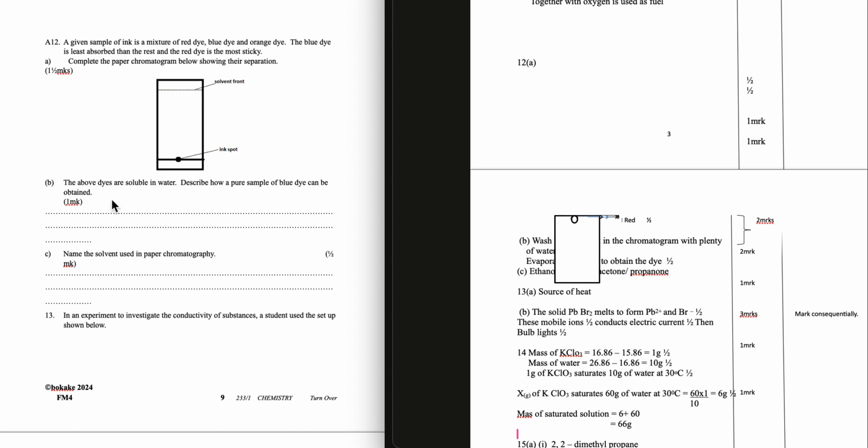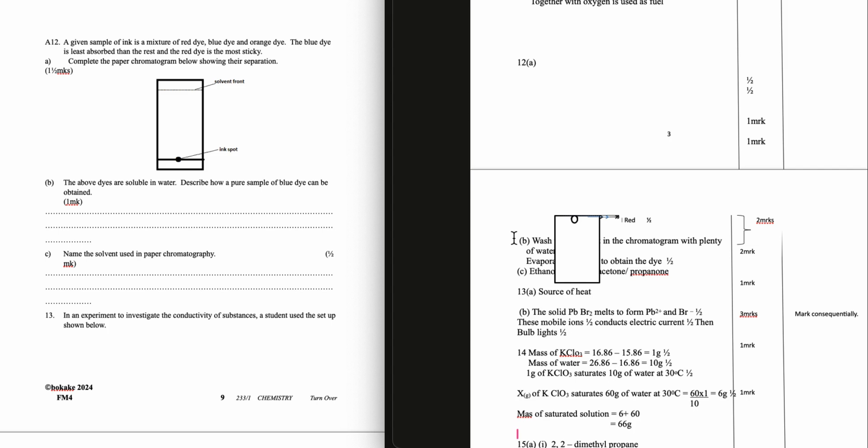The above dyes are soluble in water. Describe how a pure sample of blue dye can be obtained. Wash the chromatogram with plenty of water and then evaporate to obtain the dye. Name the solvent used in paper chromatography. Propanol.